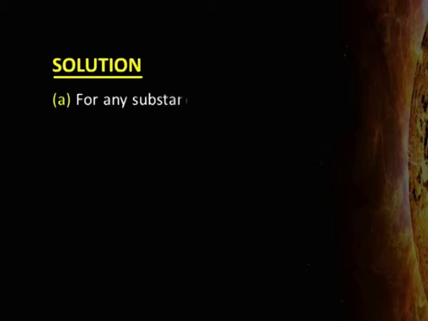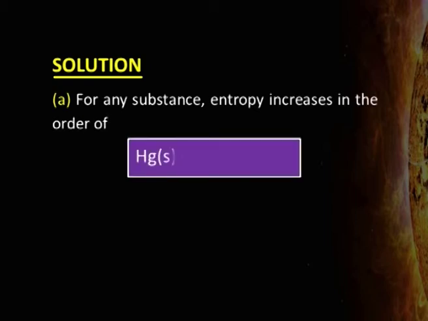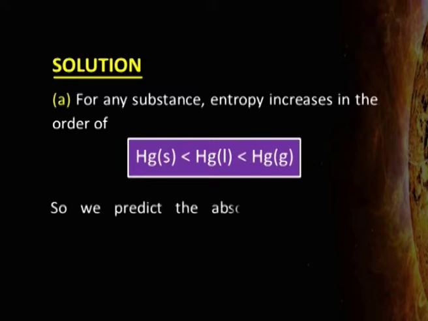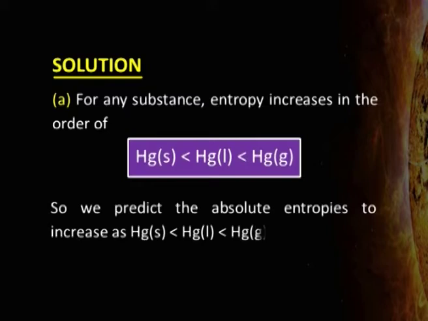Now for any substance, entropy increases in the order of solid has less entropy, liquid has greater entropy than solid, and gas has even greater entropy than liquid. So we predict the absolute entropies to increase as solid mercury, which is less than liquid mercury, which is less than gaseous mercury.